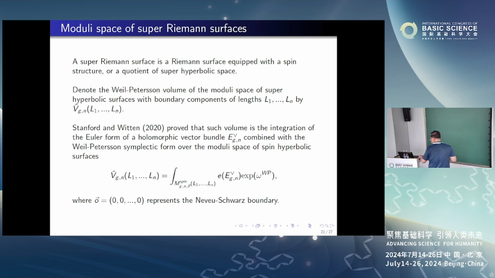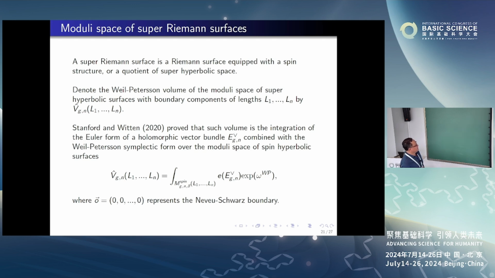Now we come to what we mentioned, the so-called super Riemann surface. A super Riemann surface is defined as a Riemann surface equipped with a spin structure, or a quotient of super hyperbolic space. In our discussion, we will only consider a Riemann surface with a spin structure, because here you will see that it involves a Dirac operator. So you want to take square roots of the canonical line bundle. Therefore this moduli space of spin Riemann surfaces, the moduli space of Riemann surfaces with a spin structure, is a finite cover over the ordinary moduli space. It turns out that physically you get a new theory. It's kind of interesting.